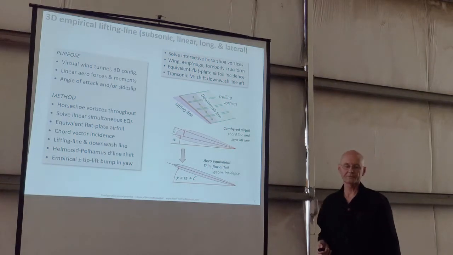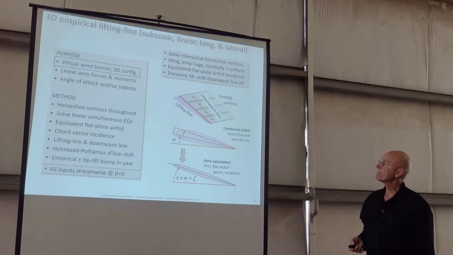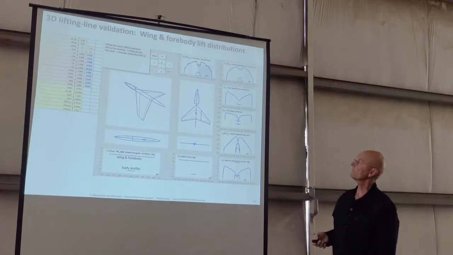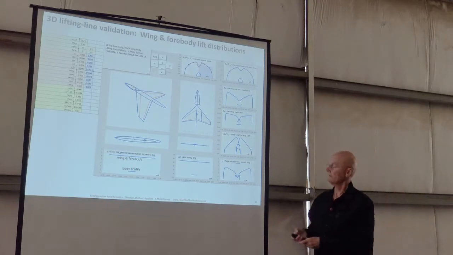Okay, so there's some of the details. Let's take a look at some results here. So here we have a combination of a wing and a body. This is NACA TAS data.